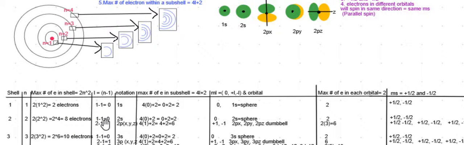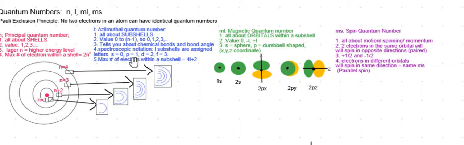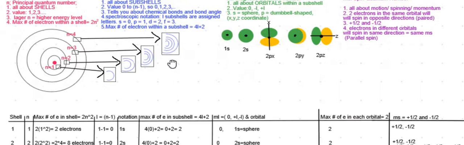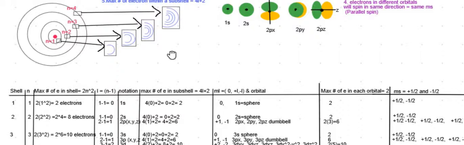Now remember, L is 0 and 1. The notation for when L is 0 is 2s, because it's level 2, shell 2, and s because when L is 0, the letter sign is S. And then you would also have 2p, because L is also 1 in level 2, and when L is 1, the letter sign is P. So you would have 2p because it's level 2.